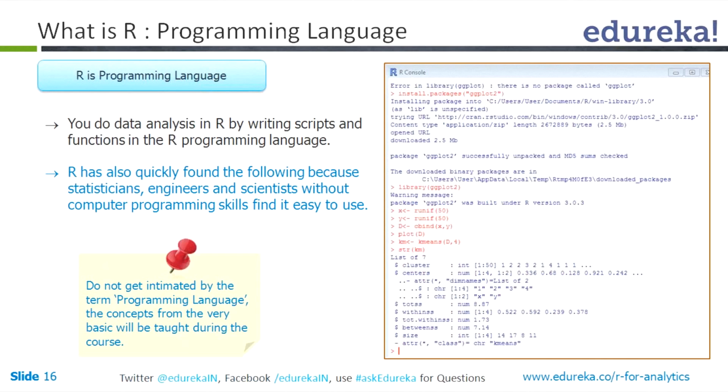You do analysis in R by writing scripts. The place where I'm writing is known as the script place. You can write the script and submit it, and you can see the result in the console window. It's very simple to use.